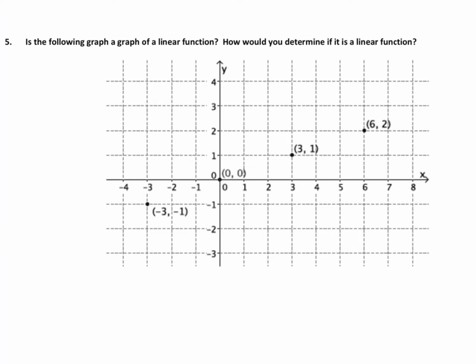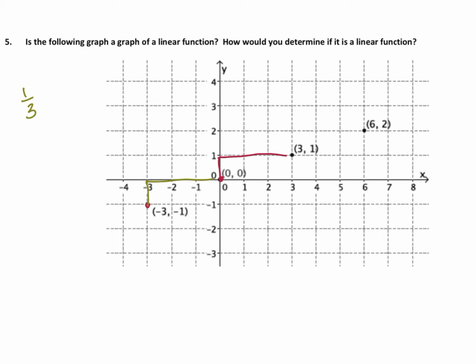Number 5, is the following a graph of a linear function, and how would you determine if it is a linear function? To determine if this is linear, we want to make sure that the rates between all of our points are the same. So for this one, to move between this point here and the origin, we are going to go up 1 and right 3, which would be a slope of 1/3.